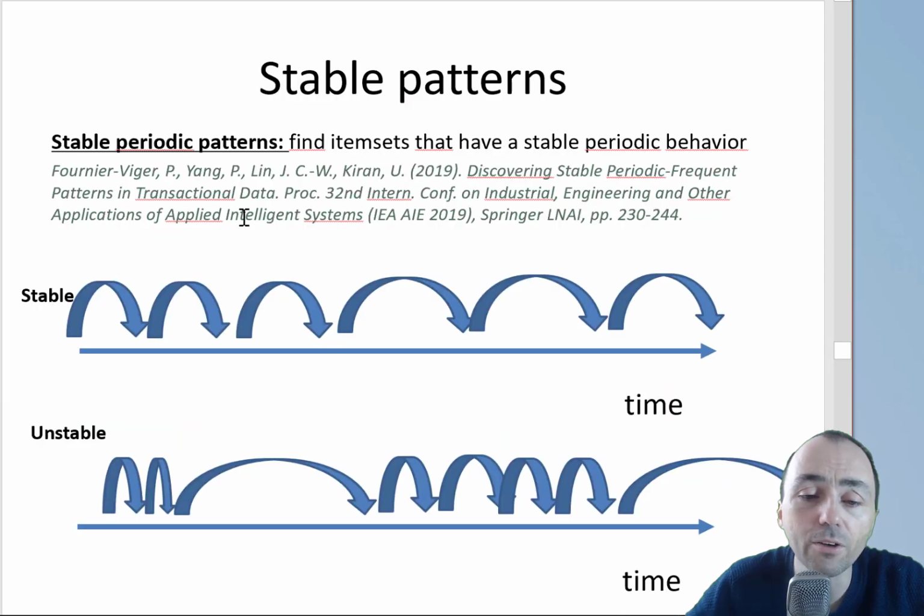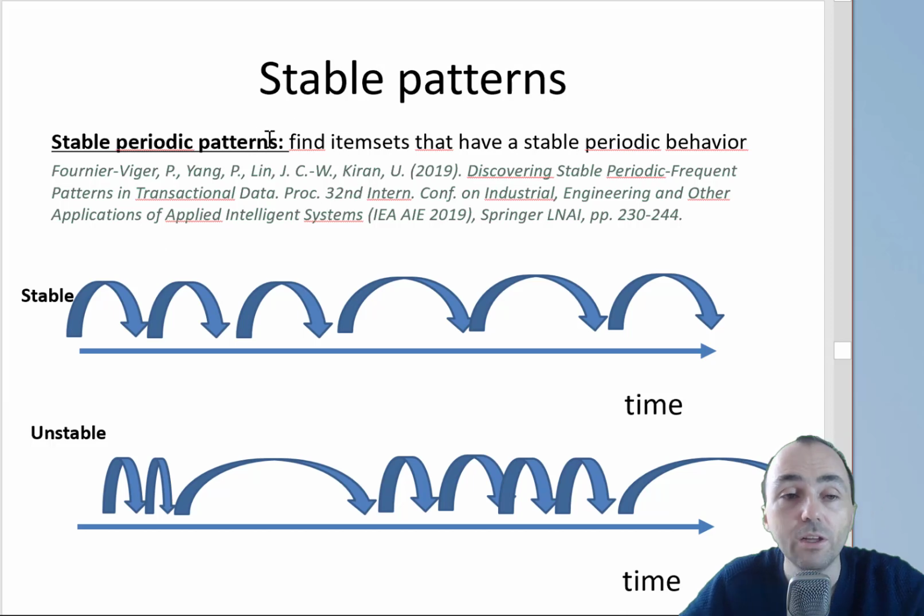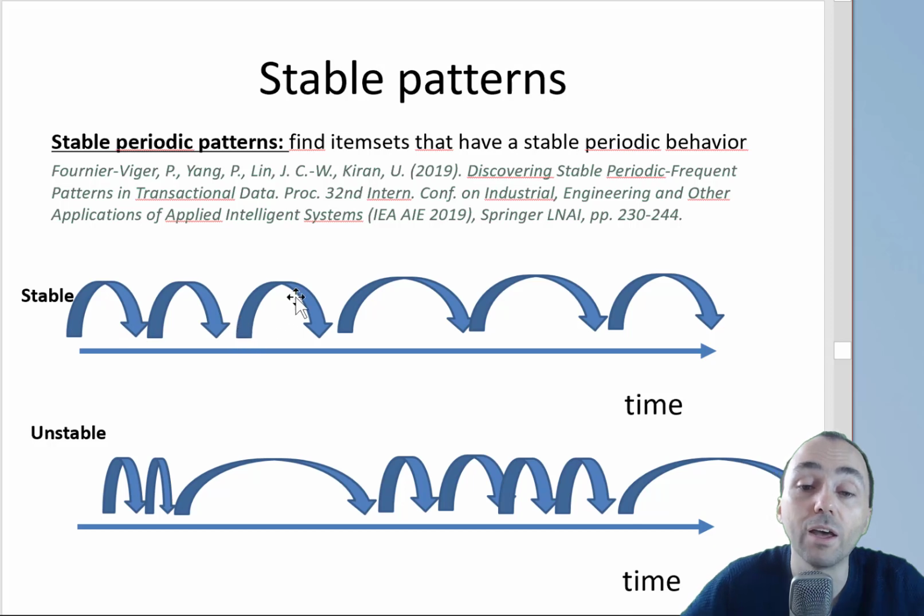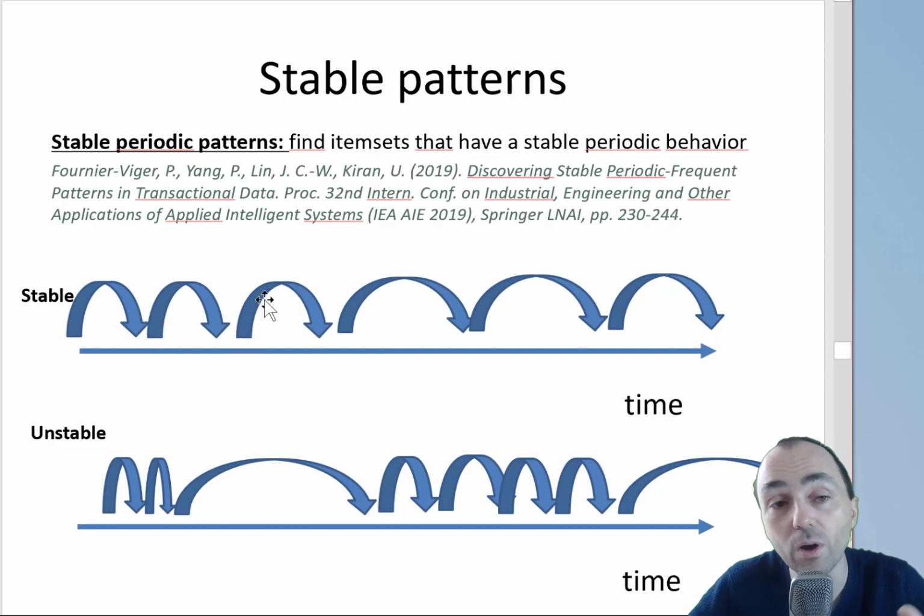There are also some other papers we did for periodic patterns. We try to find the stable patterns. So let me explain briefly what it means. Stable means that the pattern will always appear at more or less the same amount of time. Let's say more or less every week, but it will not change a lot. Always about every week the customer will buy the products.